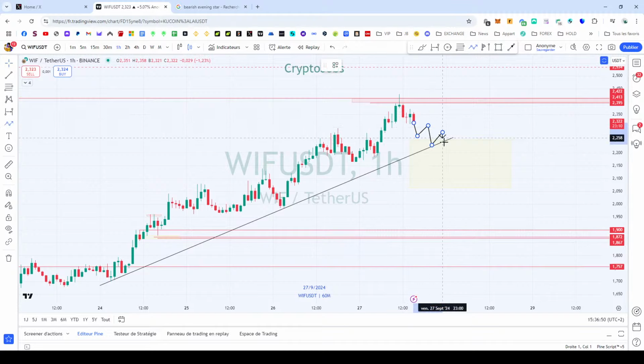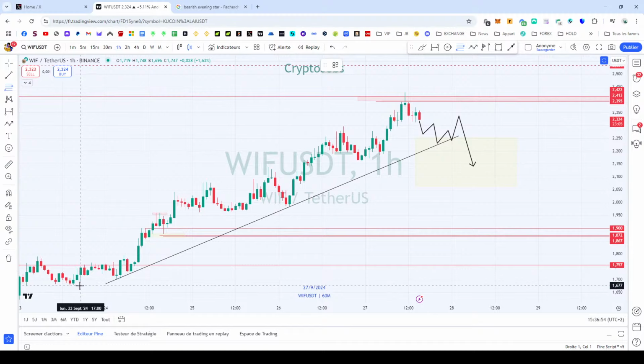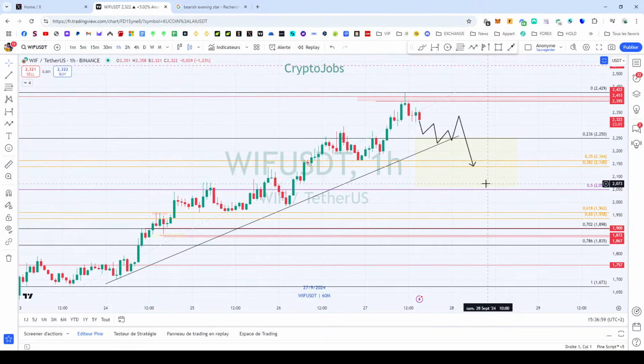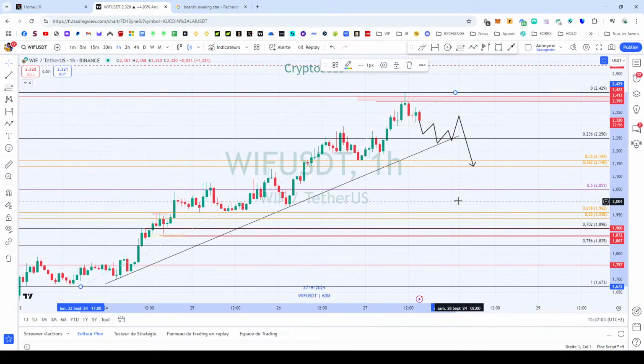I will at least wait for a retest of this level, but I'm not confident right now. I think the golden pocket or the 50% fib of the uptrend will be tested. So you have the 2 point.